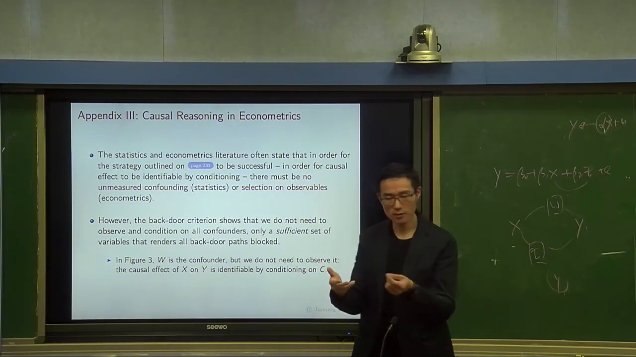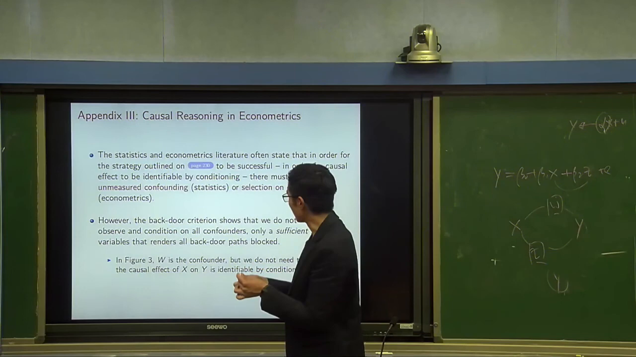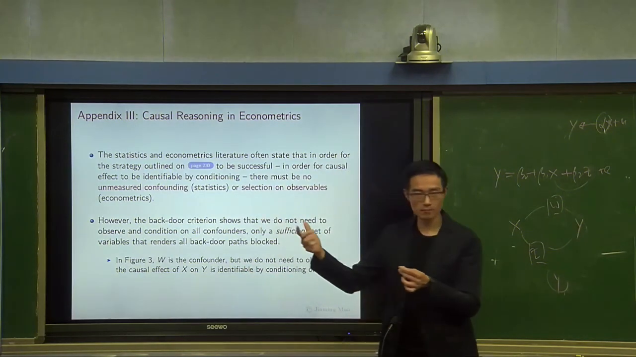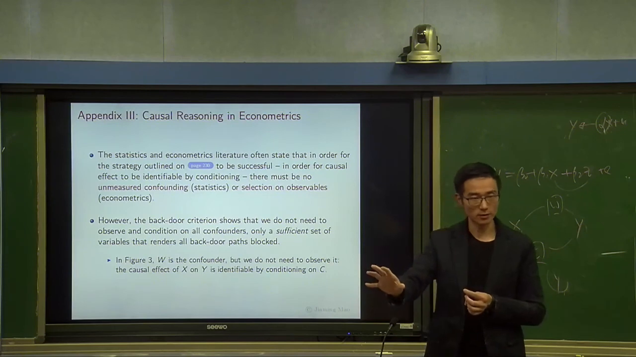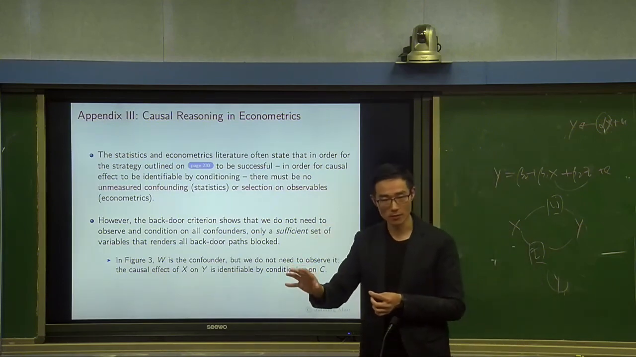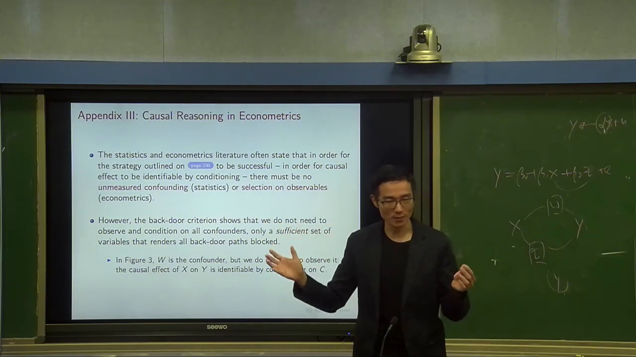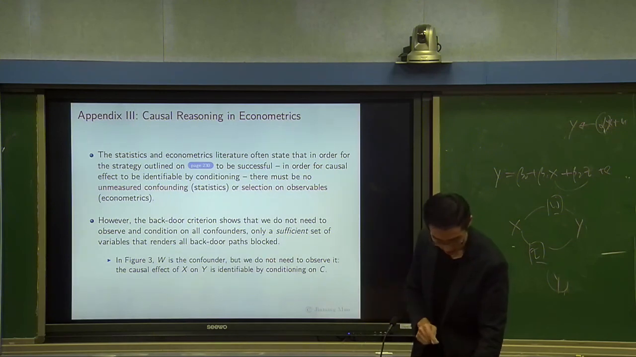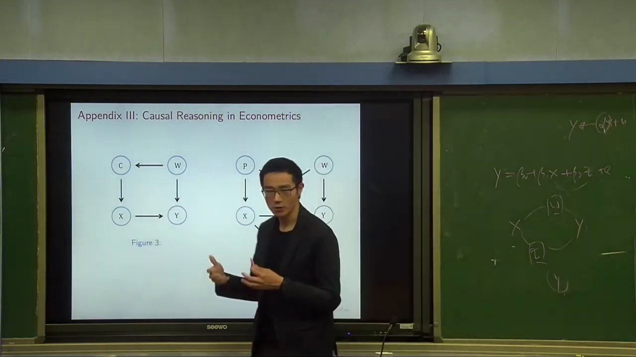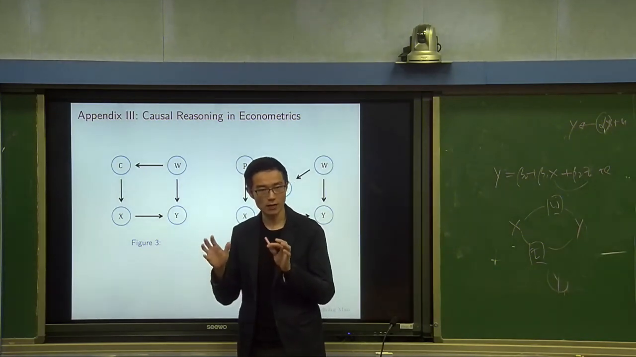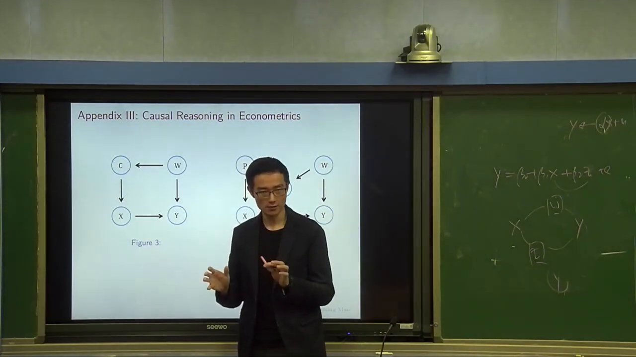So in the econometrics literature, typically it is assumed that if we have selection on observables, meaning all the confounders are observed, then it's good. We just need to control for them. If there's selection on unobservables, then we have to find some other ways. However, according to the backdoor criteria, we don't really need to observe them. It's okay for us to have unobserved confounders.